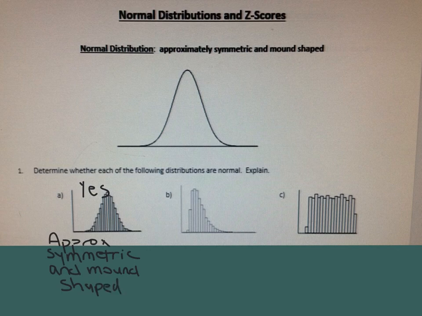It's a little messy. All right, if you take a look at the letter B, this one's definitely not a normal distribution. This is not symmetric. You could see right here that this is skewed to the right. So this right here would be no. And for the explanation, you could say it's skewed right. Okay, it's skewed right, so it is not symmetric.